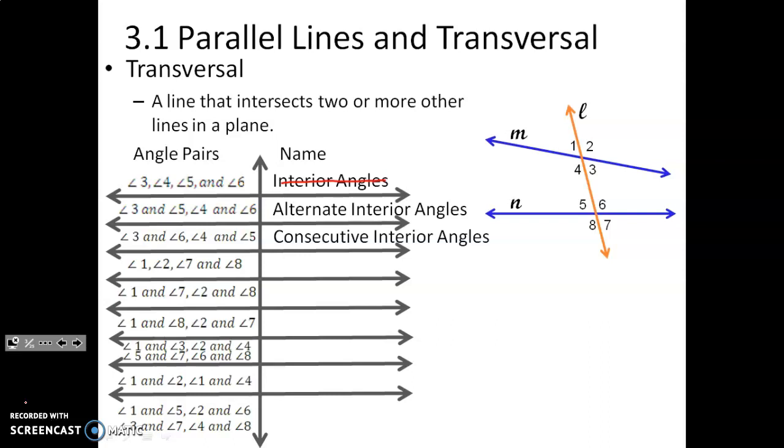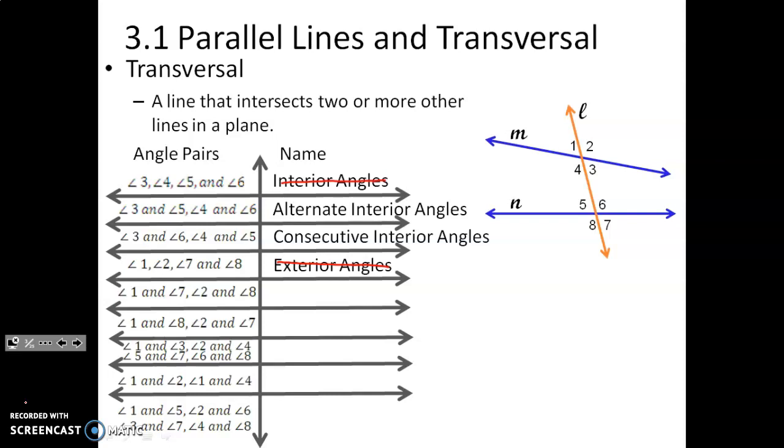Again, 1, 2, 7, 8. Well, the other 4 are interior. These are on the outside, so they're exterior. Again, we won't just label them as exterior angles. So we want to understand what exterior angles are, but we don't necessarily need to label anything as exterior angles.